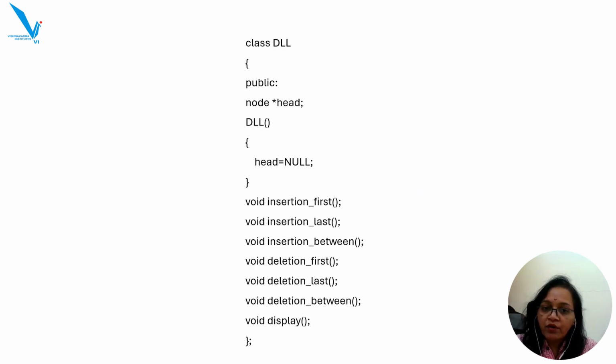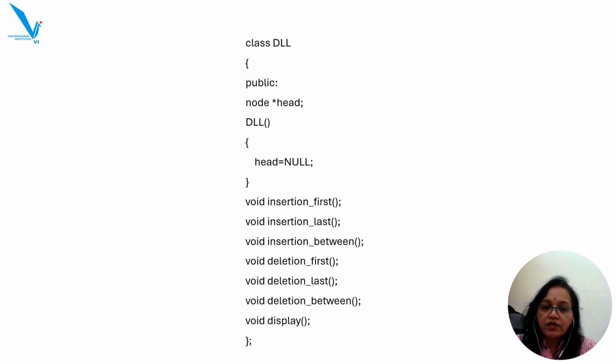Now this is one node, but we have to create the whole list. So let us create one more class, DLL. In the class DLL, we will require a head. Head is a pointer which always points to the first node. So node star head we have created, and then in the default constructor of DLL, I have set head equal to null. Initially there is no node, the list is empty, so head will point to null.